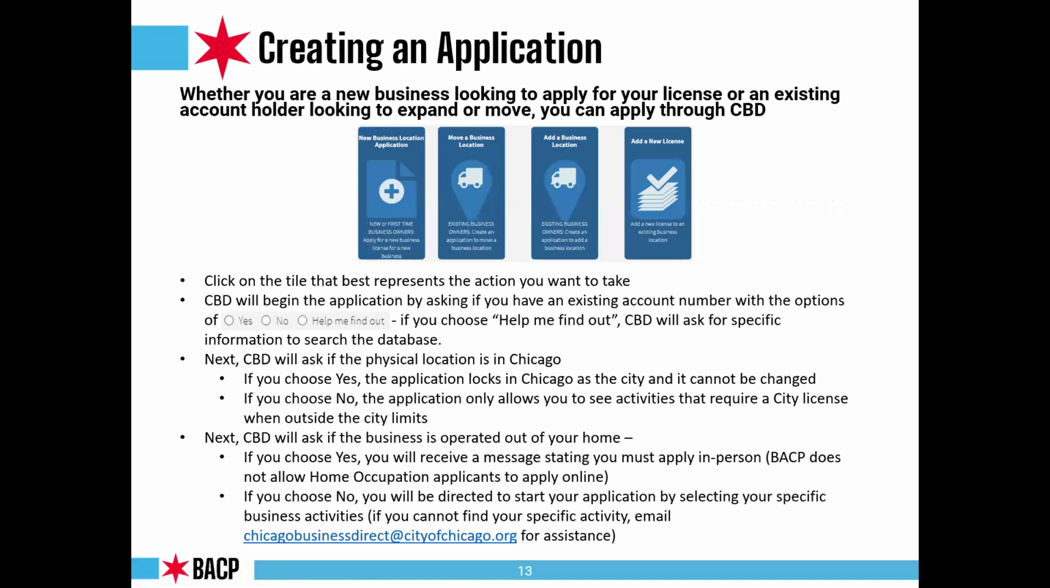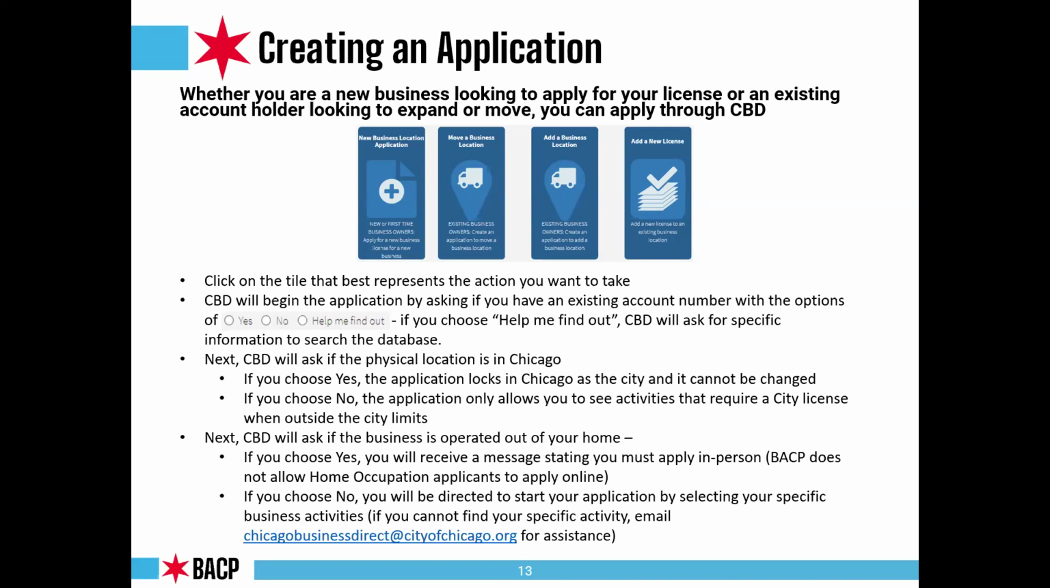Now, whether you are a new business or an existing business, you can apply for your licenses through CBD. The first is to click on the tile that best represents the action you want to take. When you click on that tile, CBD is going to start asking you questions, starting out with, do you have an existing account? And it'll give you the option of yes, no, or help me find out. If you choose help me find out, CBD is going to ask specific questions to gather information to search the database to see if you do have an existing account. Next, CBD is going to ask the physical location.